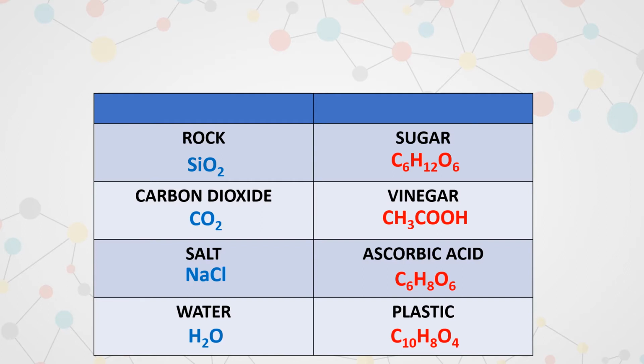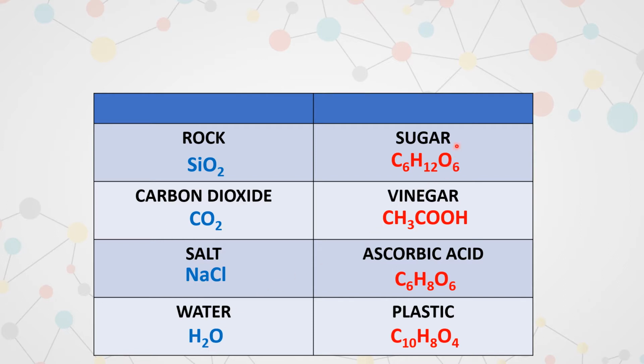I have here two groups of compounds. We have the rock, which, mostly the granite, is composed of silicon and oxygen. So we have here silicon dioxide. Another compound is carbon dioxide with chemical formula of CO2. We also have another compound which is salt. Its chemical formula is NaCl. Another compound is water, which has a chemical formula of H2O.